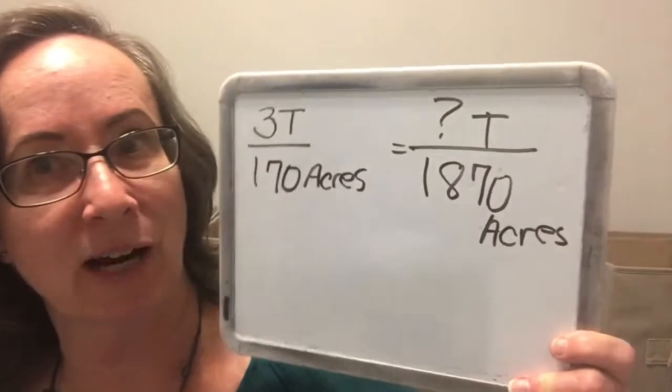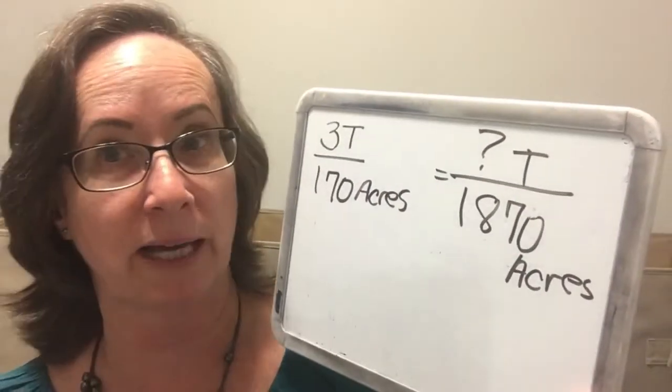Okay, so now I'm going to read the second problem. It takes 3 tons of fertilizer to fertilize 170 acres. Farmer Brown wants to fertilize 1,870 acres. How many tons of fertilizer does he need? See, they never say ratio. So that's what we mean by an implied ratio.